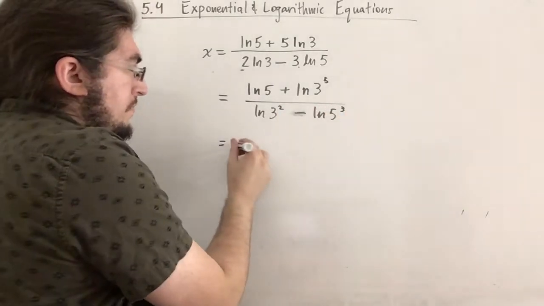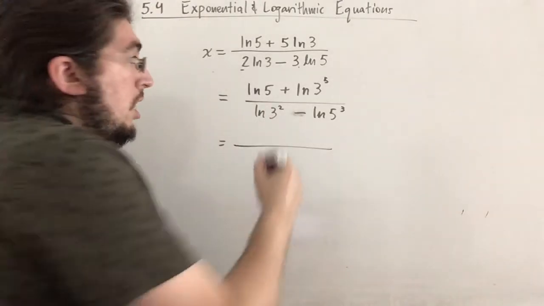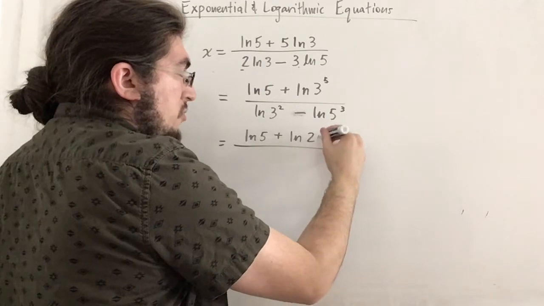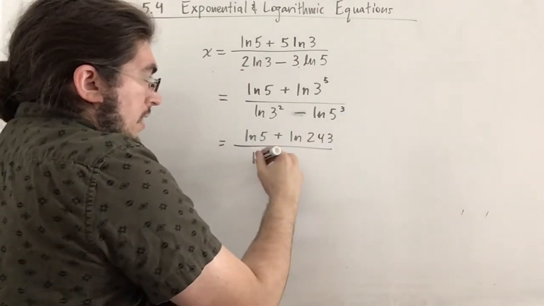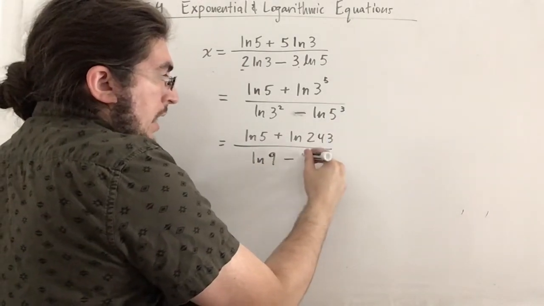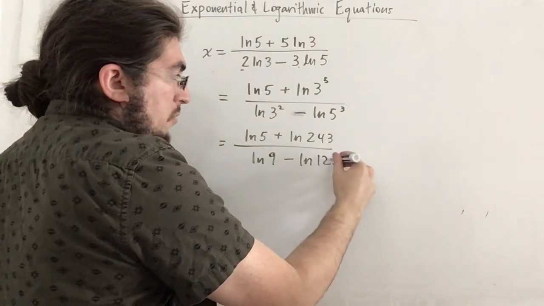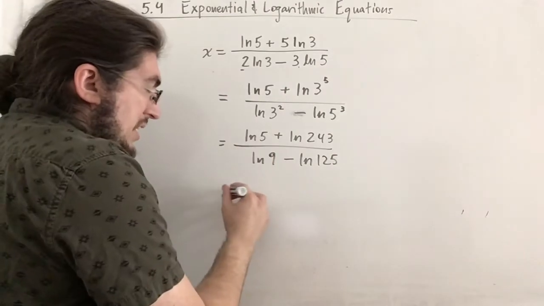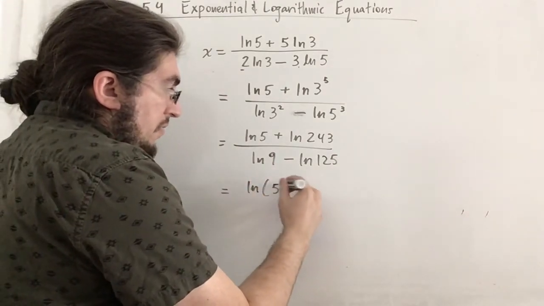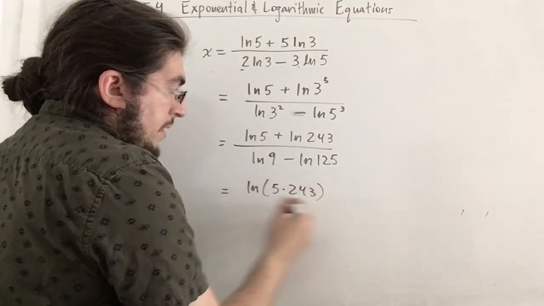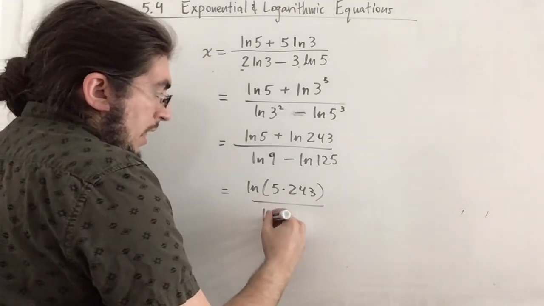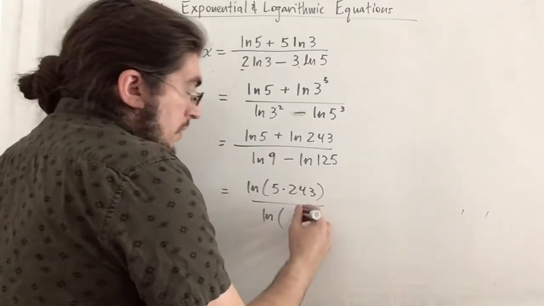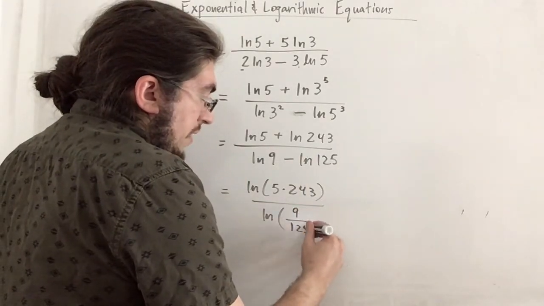So just to compute what these things are, this is ln of 5 plus ln of 3 to the 5th is 243. ln of 3 squared, that's 9. ln of 5 to the 3rd, that's ln of 125. So now on top, we're going to use the product rule because, of course, it's addition. So that's ln of 5 times 243 over ln of, well, this is going to be the quotient rule because it's subtraction. So it's going to be ln of 9 over 125.